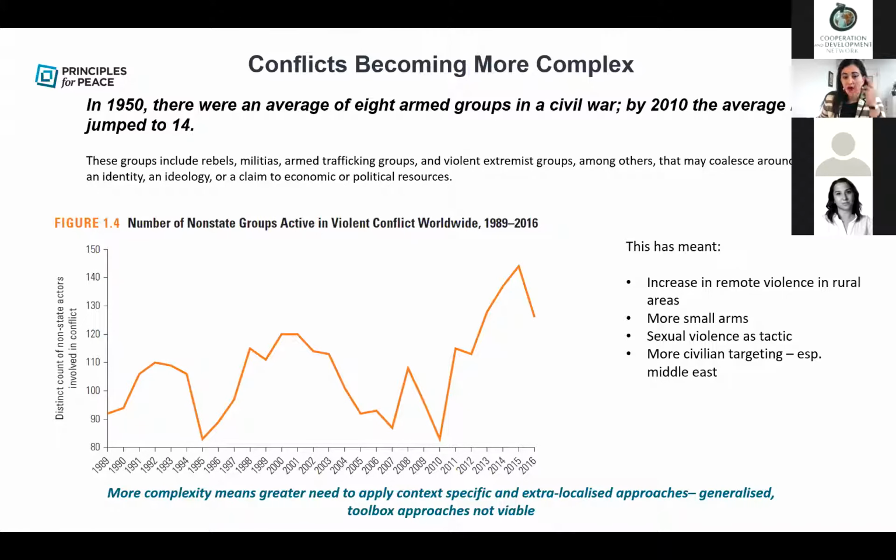There are a lot more armed groups in civil war that we see. It's been a steady up. We see remote violence in rural areas. I mean, if you look at the situation in the Sahel, it's very clear, even the shift of, for example, the ISIS impact from the Middle East to the Sahel. It's something that is really worrying. It's very unpredictable.